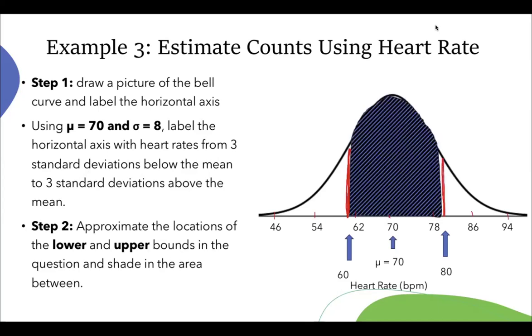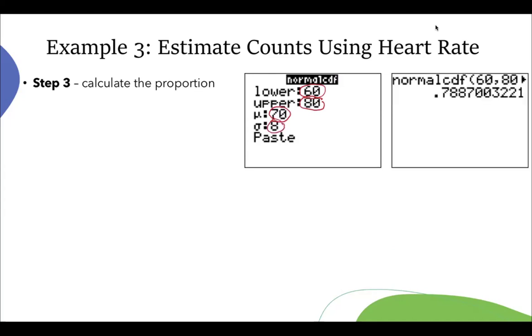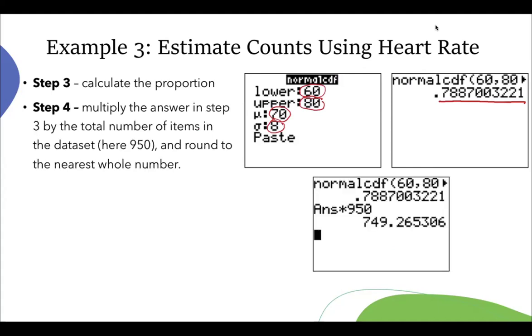And the proportion is the area in between. So let's figure out that proportion on the calculator, normal CDF. Our lower is 60. Our upper is 80. Our mean is 70, given to us. Our standard deviation is 8. Get the proportion and simply press the multiplication key. It's going to bring up that proportion and multiply it by your total, 950. Okay, then you're going to get an answer.